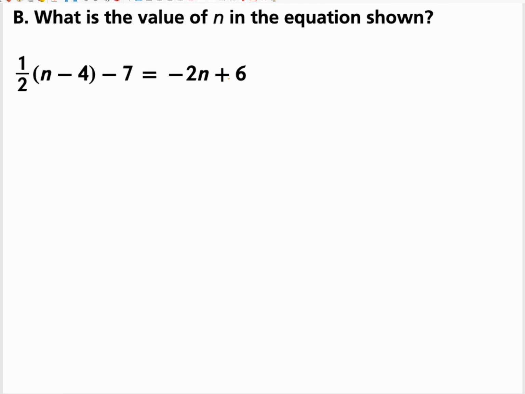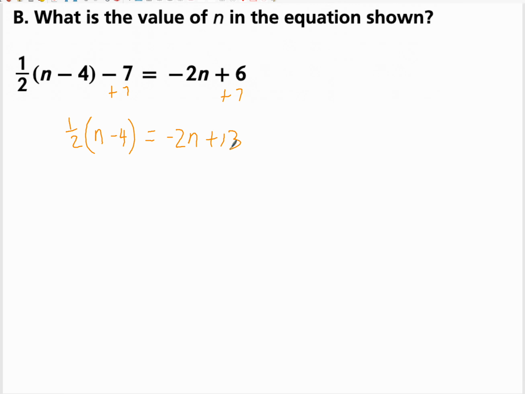Well, this is one where we don't have to distribute. First we can get rid of this 7 here so that it's not in our way. And 1/2 times n minus 4 equals negative 2n plus 13.